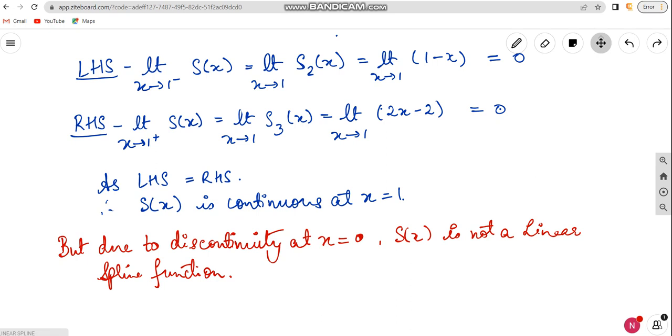So this is the end of the linear spline function, and in the next lecture we'll be talking about the quadratic spline function.